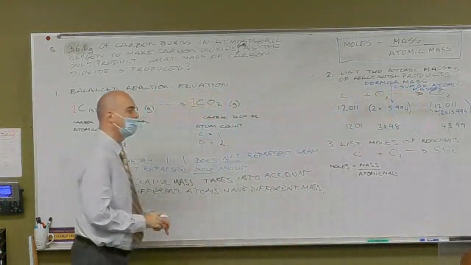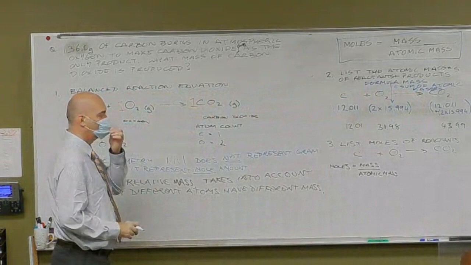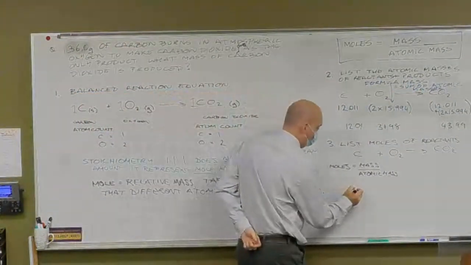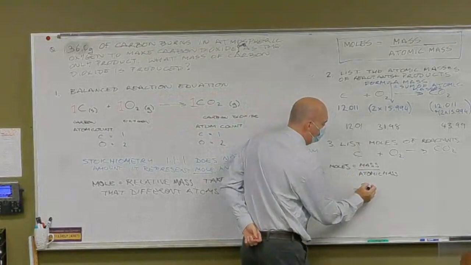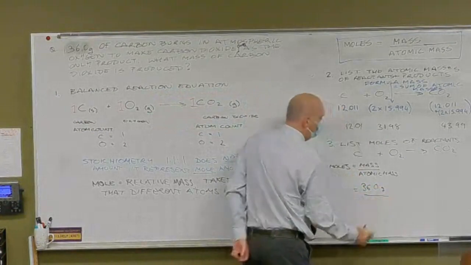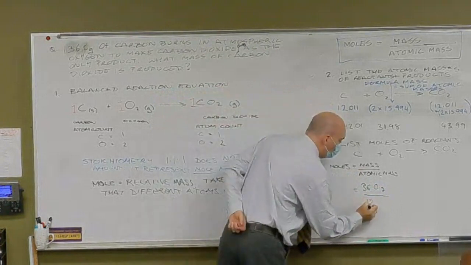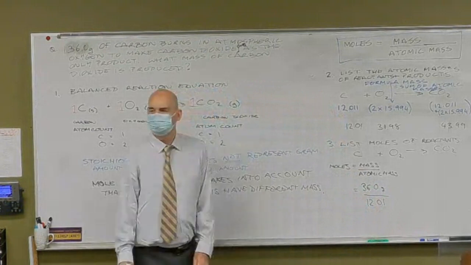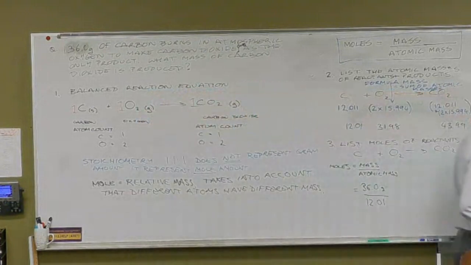For this step, we only need to do the reactants. So moles is mass divided by atomic mass, which for carbon is 36 grams divided by 12.01. Okay, let's take a second. What are my units for atomic mass? AMU. They're atomic mass units. Today is going to be the last day that we ever call them that, because we're going to switch atomic mass units to being something a bit more useful.